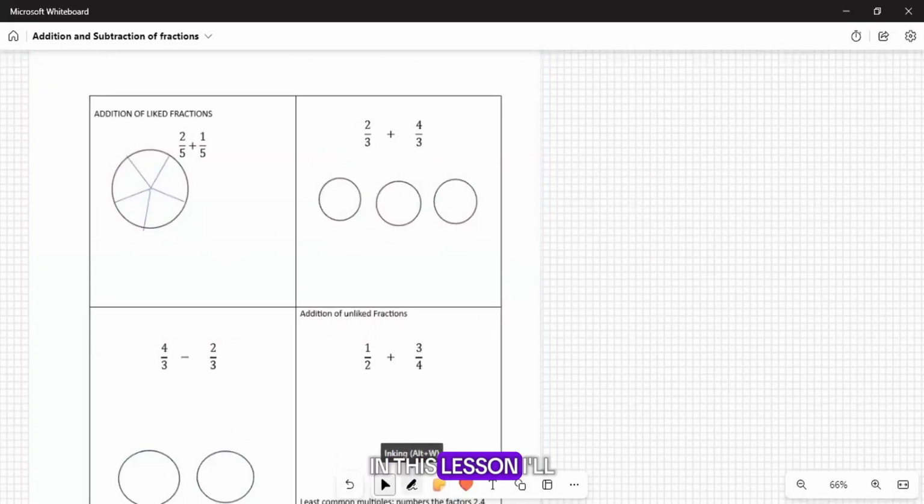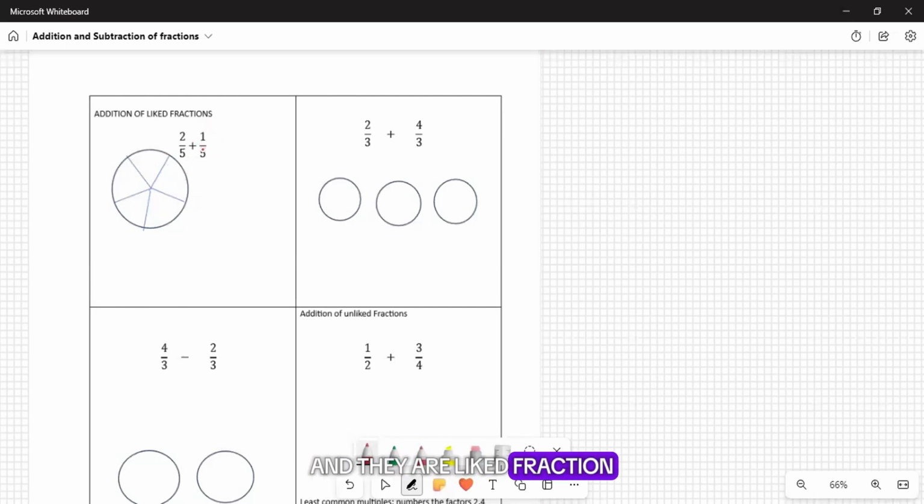In this lesson, I'll be looking at addition of like and unlike fractions, as well as subtraction of like and unlike fractions. I'm starting with addition of like fractions. So this is a proper fraction, and that is also a proper fraction. You have 2 out of 5 plus 1 out of 5, and they are like fractions because they have the same denominator.